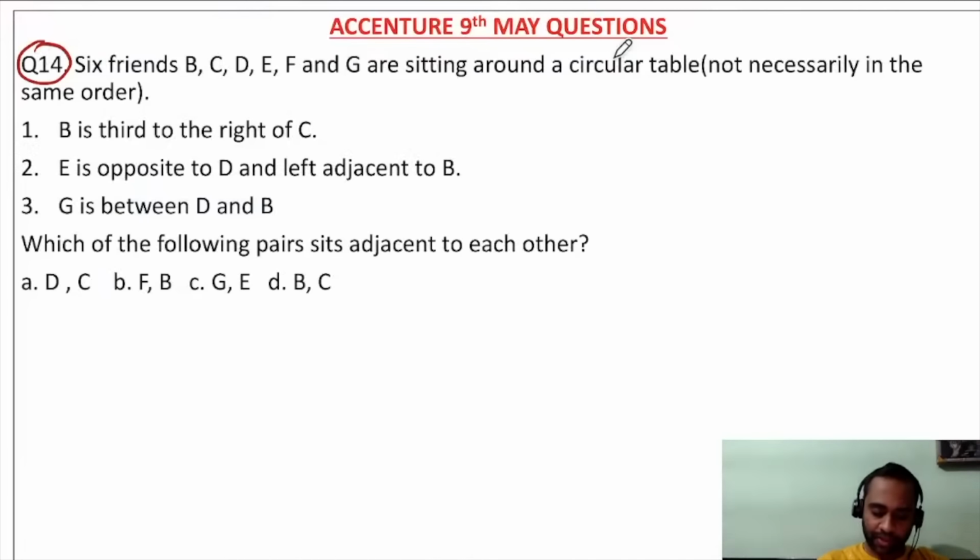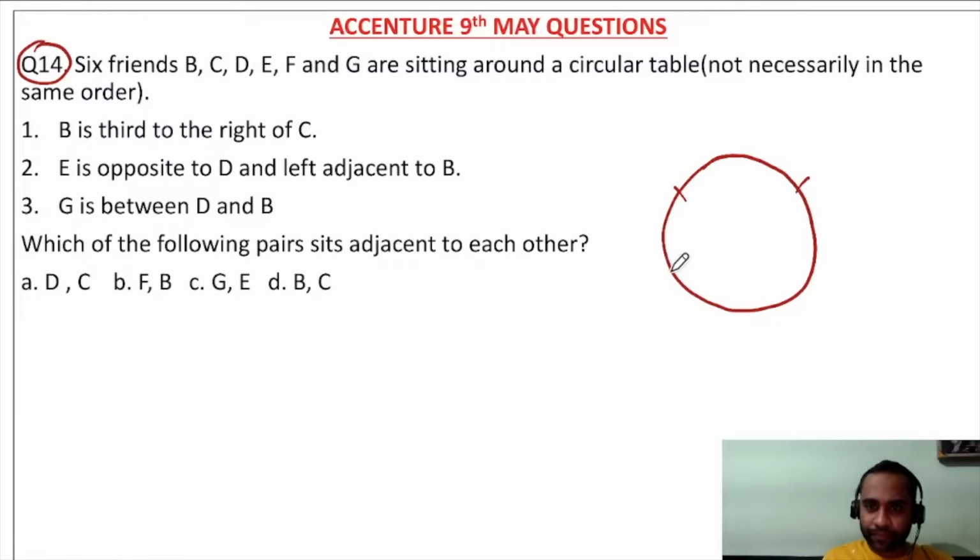Now, the next question: six friends B, C, D, E, F, G are sitting around a circular table. So here we have a circular table with six places: one, two, three, four, five, six. B is third to the right of C. So I will put C here, and then 1, 2, 3. So B is sitting third to the right of C.